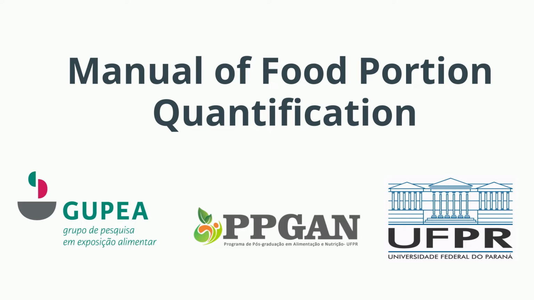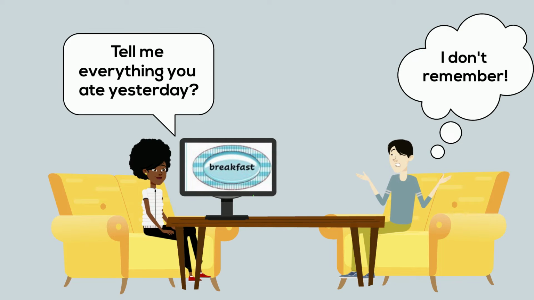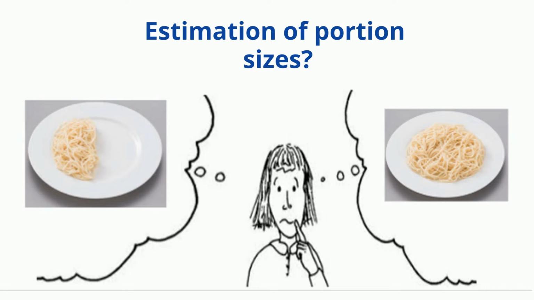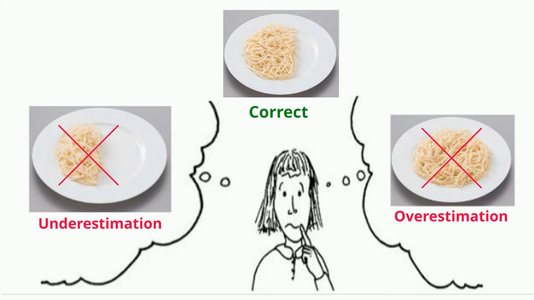A gold standard method to assess food consumption does not exist. Therefore, the different methods have different sources of errors that can influence the accuracy of dietary data. One of the main sources of errors during the assessment of dietary intake is the estimation of portion sizes. This may lead to underestimation or overestimation of the amounts consumed and, consequently, incorrect conclusions about the food consumption.